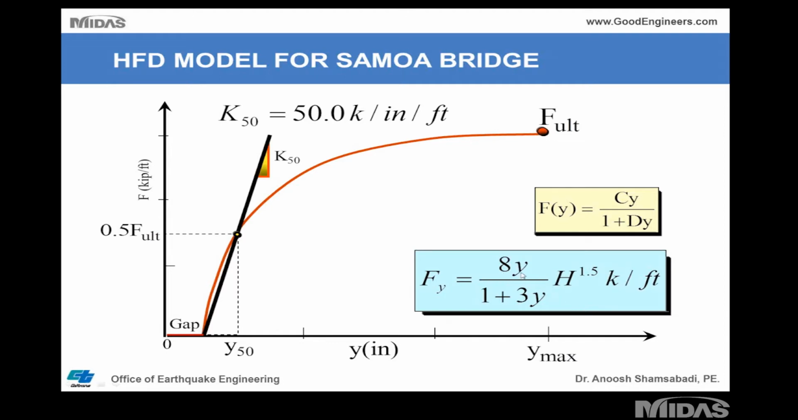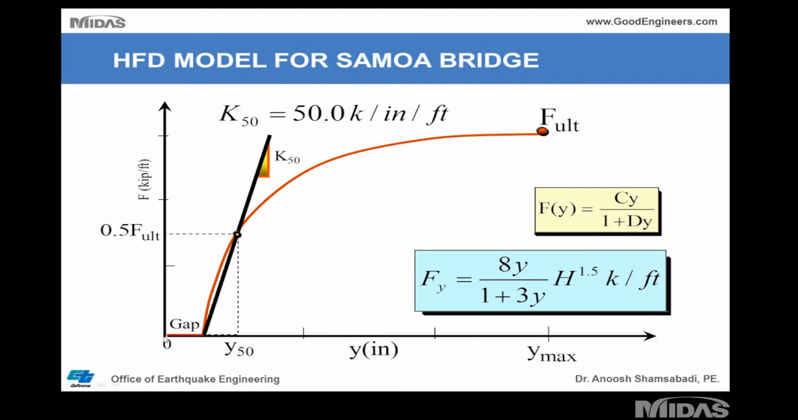So in order to develop the abutment springs, the maximum it should take you is 1 minute. All you've got to do is type this in Excel, A times Y divided by 1 plus 3Y, and you set up the Y maximum to be 0.05 times the height of the abutment. That's all you have to do. You develop your nonlinear abutment springs.